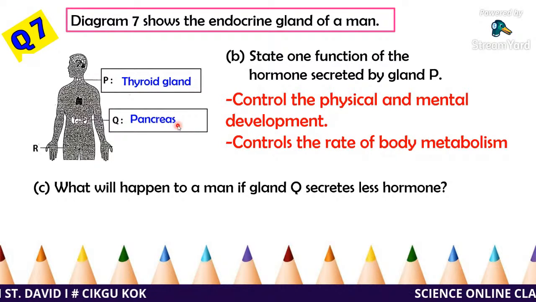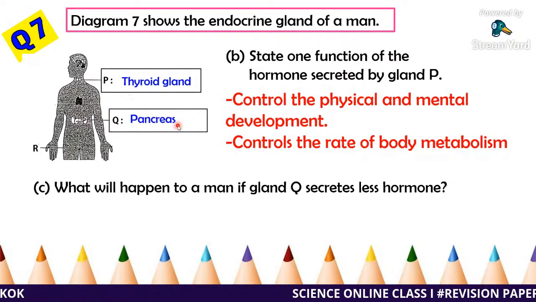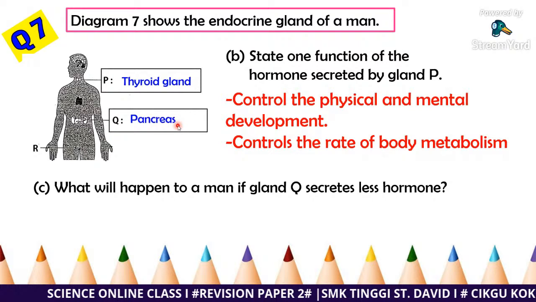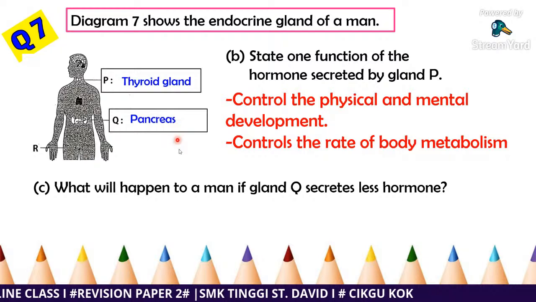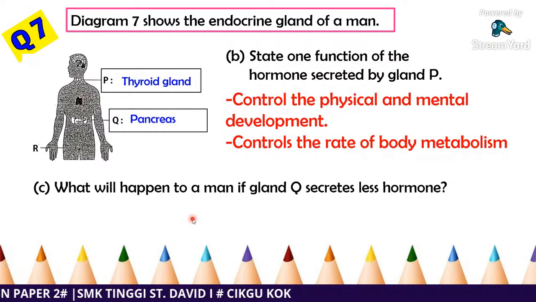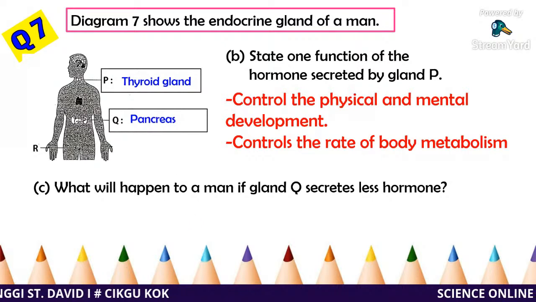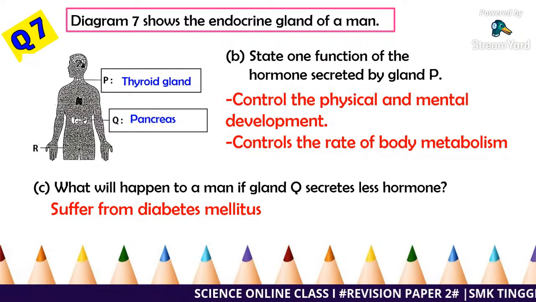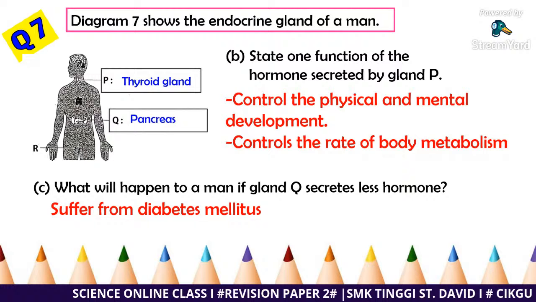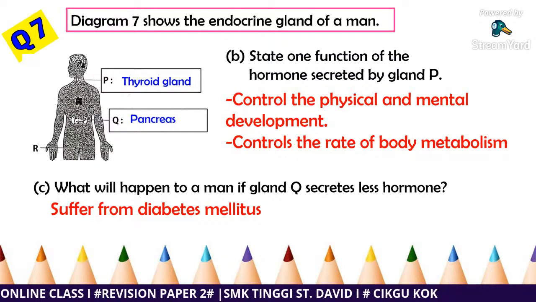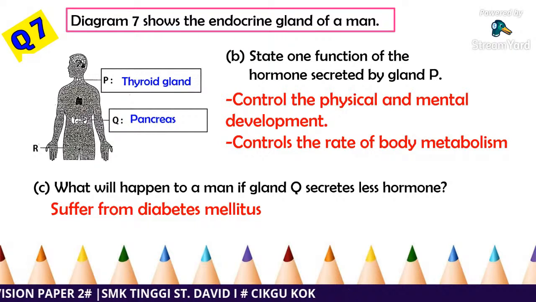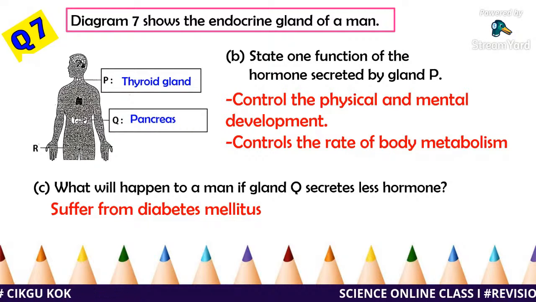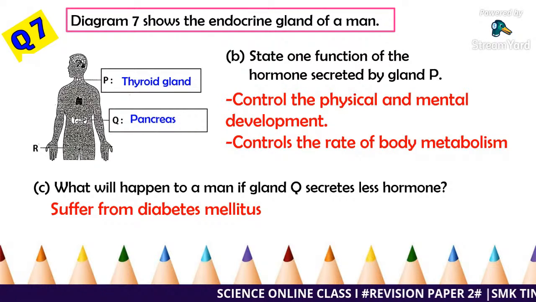Normally everybody will know. If you don't have insulin, that means the body cannot regulate the sugar level, the glucose in your body. So what disease will you face? The disease here must be diabetes. They will suffer from diabetes mellitus. This is a problem for some people who get diabetes even though they are young. Maybe the hormone insulin is already less in the body, so that's why they suffer this problem.